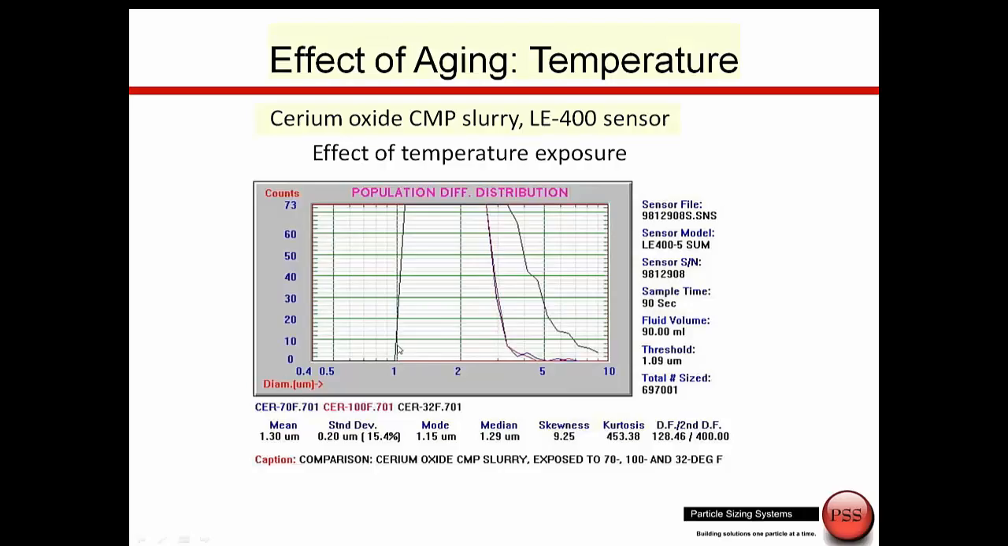And this is a study we did ourselves. This is taken from an LE400 sensor, so not our most sensitive, but it could pick up the fact that as we took this cerium oxide slurry and exposed it to temperature, here's the highest temperature exposure, sure enough it started causing difficulty with agglomeration or some kind of aggregation, and it's a way to speed up the aging of a slurry, to heat stress it, and sure enough, don't heat stress your slurry.